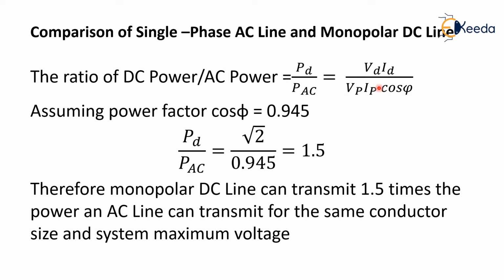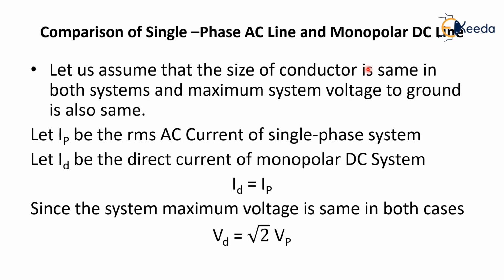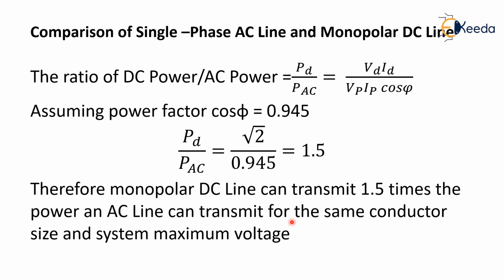Based on the existing assumption, ID and IP will cancel, because we know that ID is equal to IP. What remains is VD and VP. Going back to what was given, VD is equal to root 2 times VP. Substituting that, VP cancels. What remains is root 2 divided by cos phi. Let us assume the cos phi value as 0.945. Then the ratio of DC power to AC power is equal to 1.5.